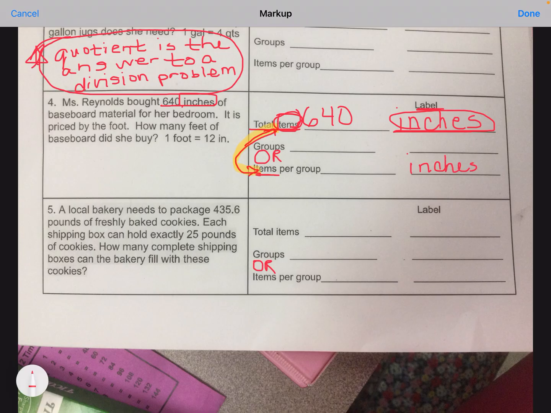But this time it says items per. Per means what? In each, or for each, like for each person, in each group. Per means for every or for each. Okay, so this is inches per, okay, group. So I don't know my group name yet. So I can't write the next word yet because I'm waiting to know my group name.